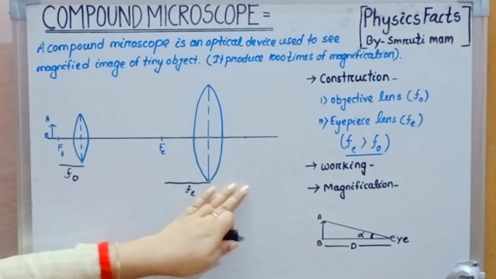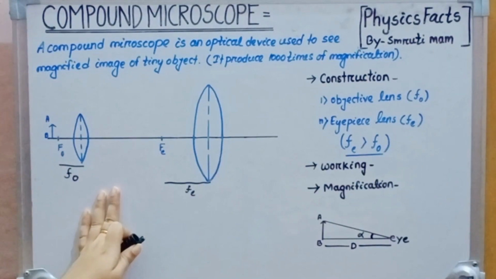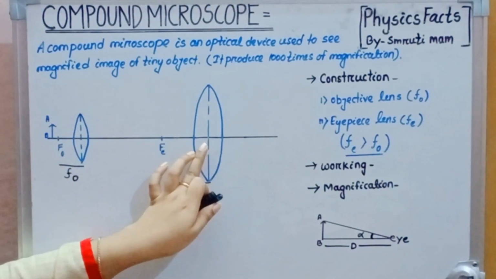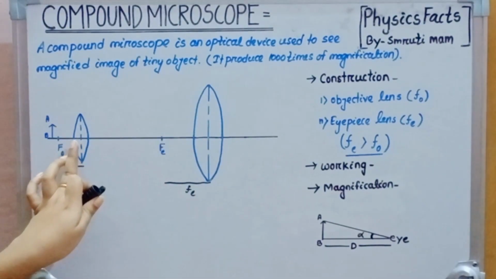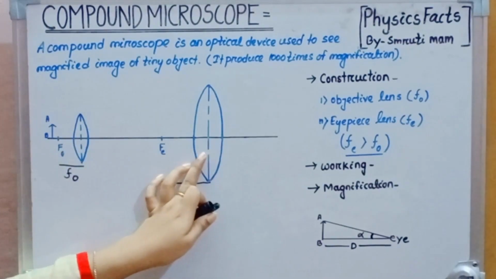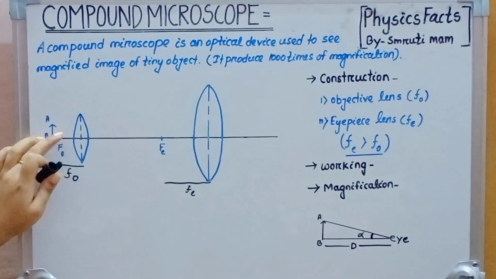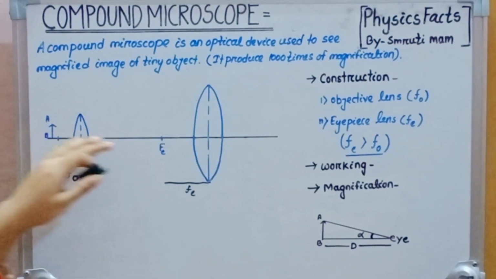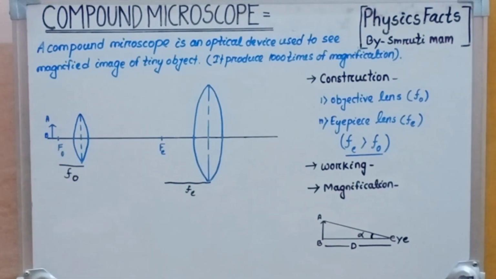And the two lenses are arranged coaxially. That means the optical centers of both the objective lens and the eyepiece lens are placed along a single line. Now go to the working procedure.